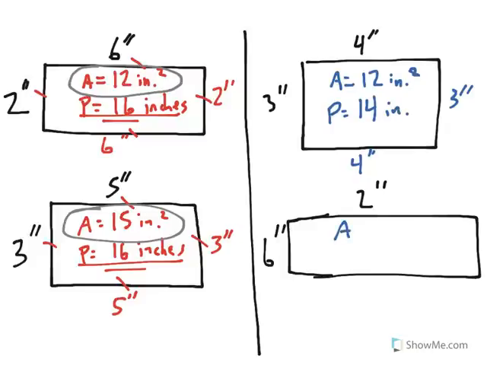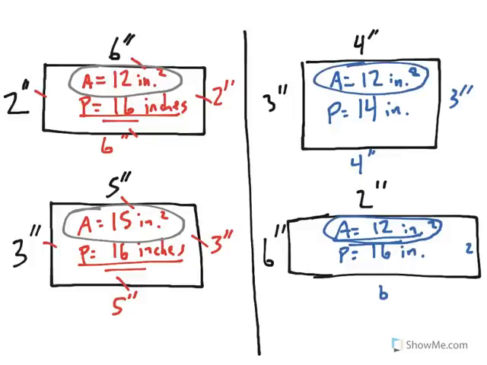Bottom, I'd have 2 times 6 is 12 inches squared. And when I add all of these up together, I'd get a perimeter of 16 inches. So here we can see that the area is the same. Both have an area of 12 inches squared, but the perimeter is different. The perimeter in the top one is 14 inches and the bottom is 16.